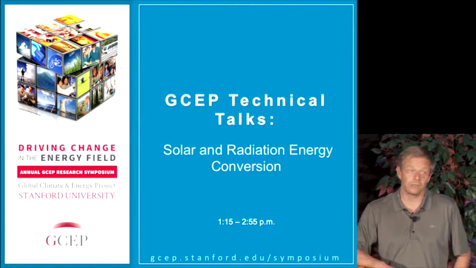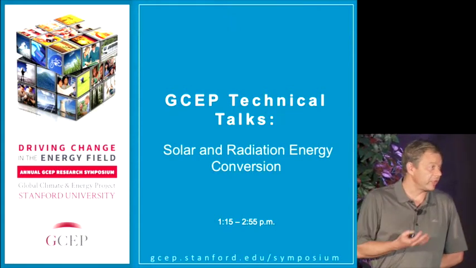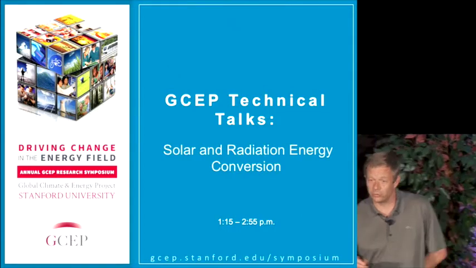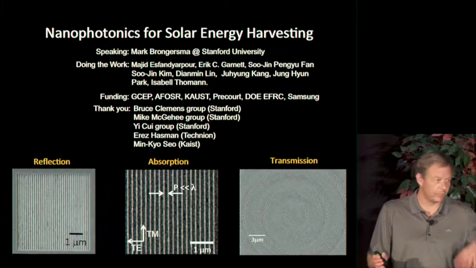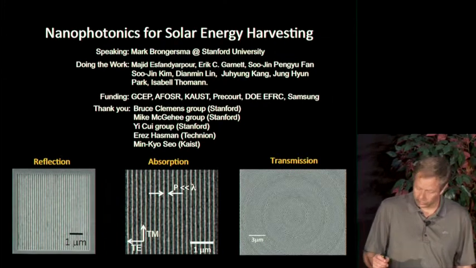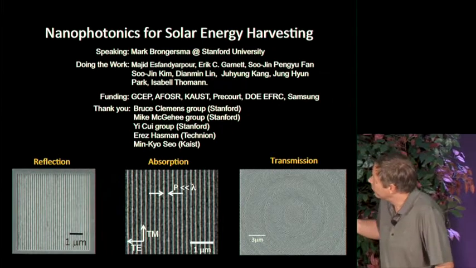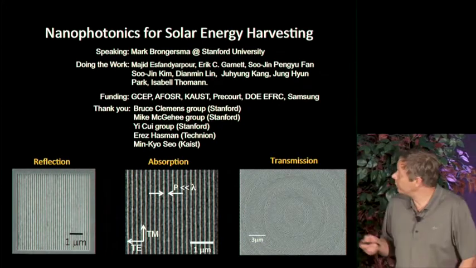To give a broader perspective, I'll describe how we use nanostructured materials, metals, and semiconductors to manipulate light at the nanoscale to make a variety of different optoelectronic devices. And of course, I'll focus on the work that's done under GCEP. Before I start, I want to acknowledge many students that contributed to the work that I'll be discussing.